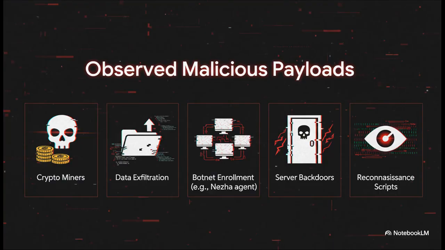So what are these attackers actually doing once they're inside? Well, it's the whole menu of bad stuff. They're dropping crypto miners to steal your server's CPU cycles. They're running scripts designed to hunt down and steal your .env files, API keys, and all your other juicy secrets. We're also seeing them enroll servers into botnets and install backdoors so they can come back later even after you've patched.